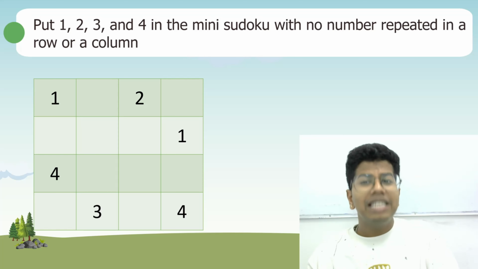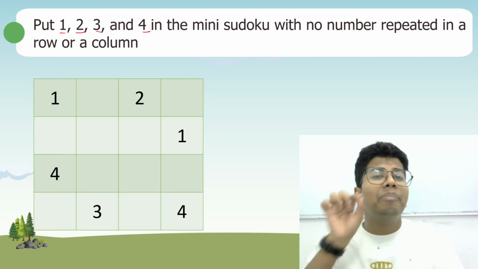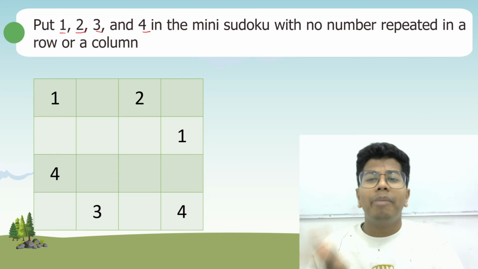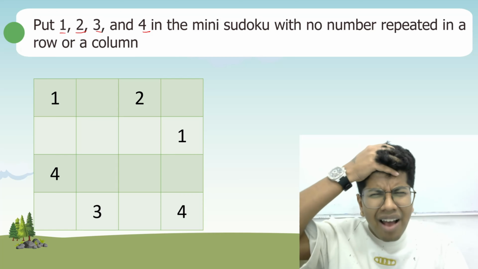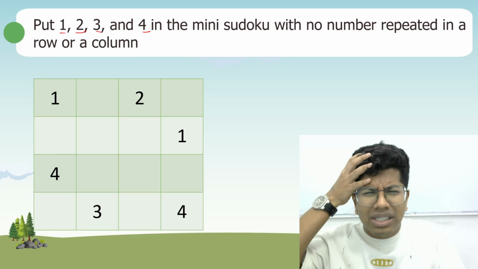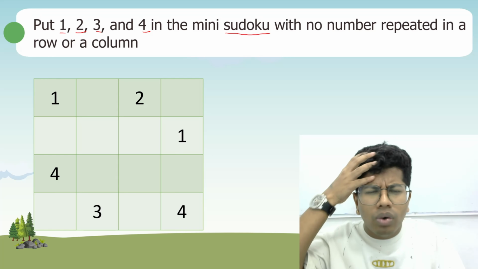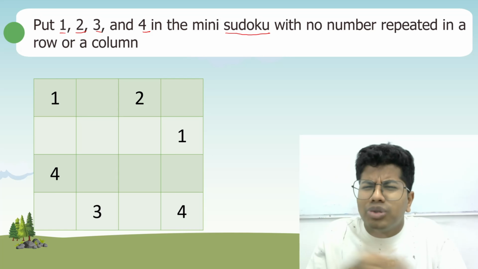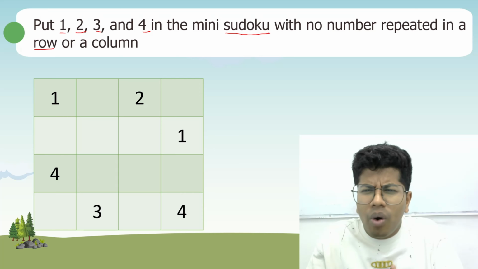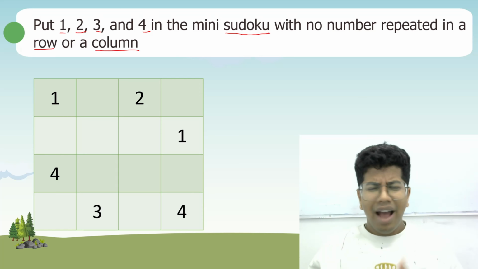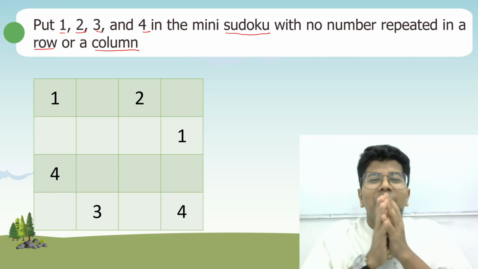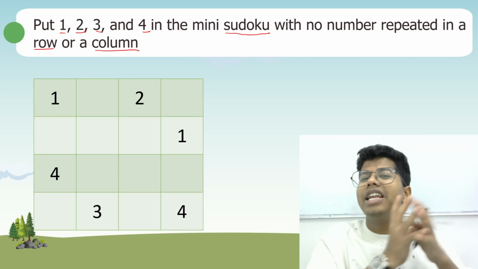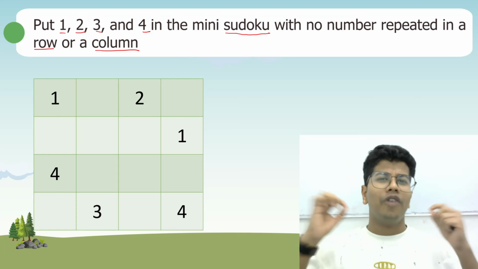The question says, put 1, 2, 3 and 4 in the mini Sudoku with no number repeated in a row or a column. When I read the question, it says Sudoku. What is the meaning of the word Sudoku, what is a row and what is a column here, and how do we fill in the numbers in this game? So let's try to understand the meaning of these three words before we proceed.